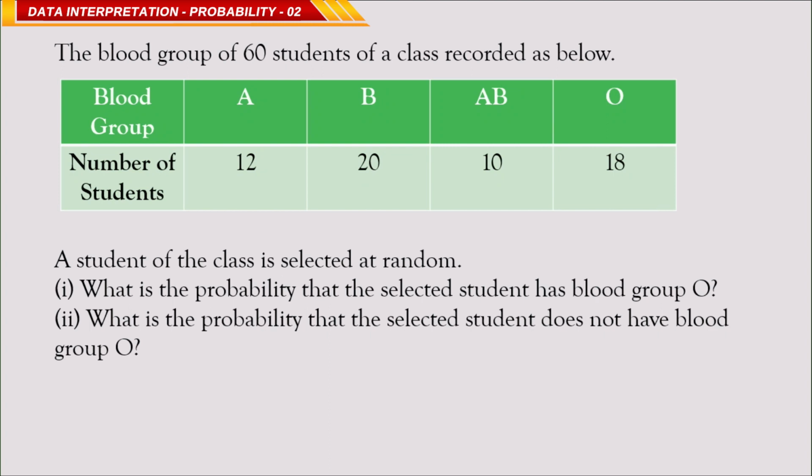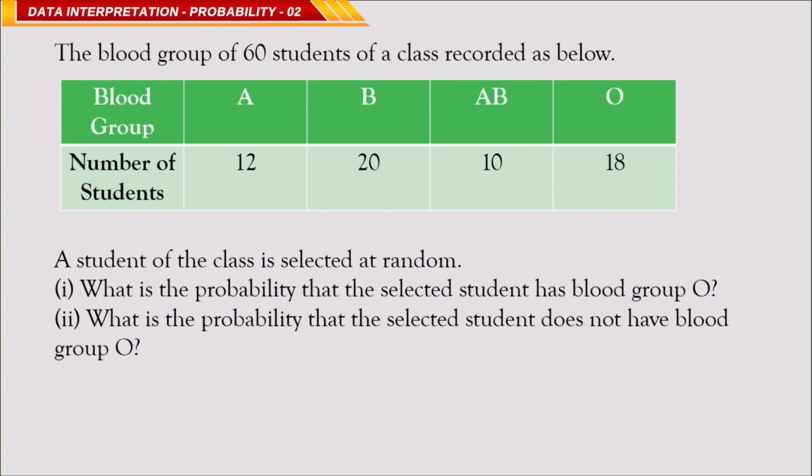The blood groups of 60 students of a class are recorded as below. The blood groups given are A, B, AB and O. The number of students for group A is 12, group B is 20, group AB is 10 and group O is 18. A student of the class is selected at random. What is the probability that the selected student has blood group O?